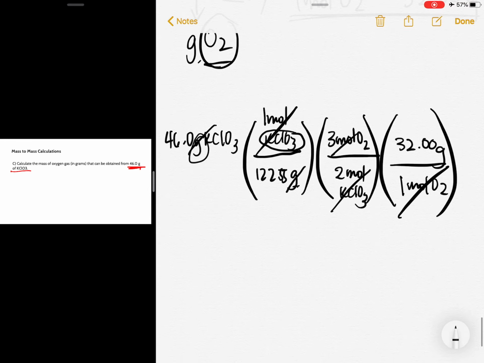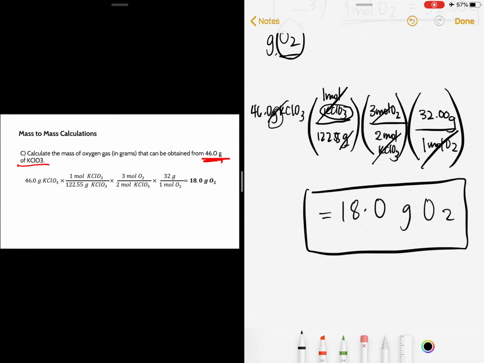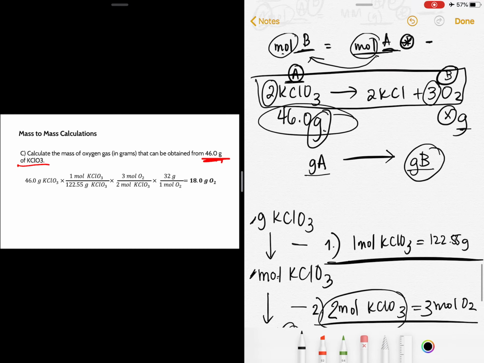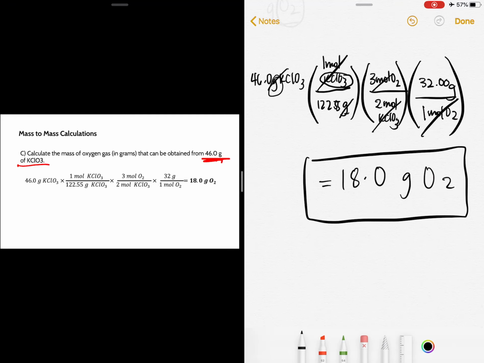Now, you input this in your calculator. And once you input that in your calculator, you'll get 18.0 grams of oxygen. So what does your answer mean? That means that if you have 46 grams of potassium chlorate as your starting materials, you will produce 18 grams of oxygen. Okay, class? So, napakadali lang niya, no? It's kind of tricky, sabi ko nga, but practice, no? Practice will make you master the calculations.